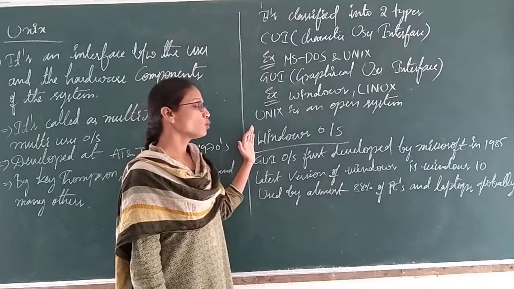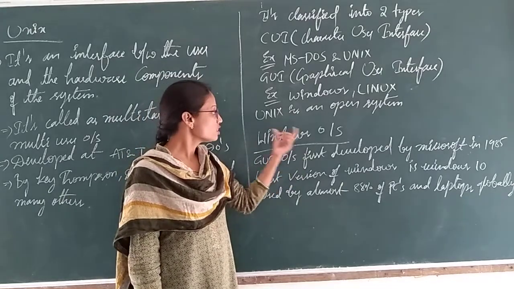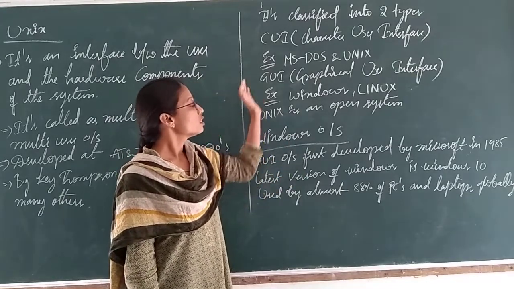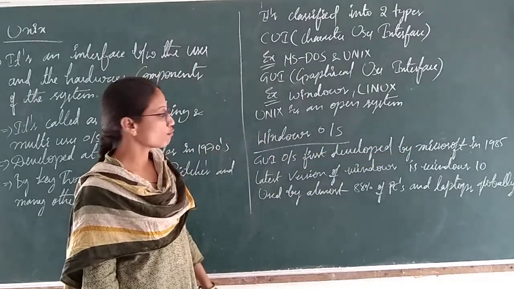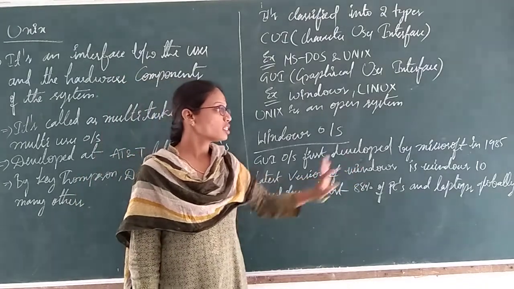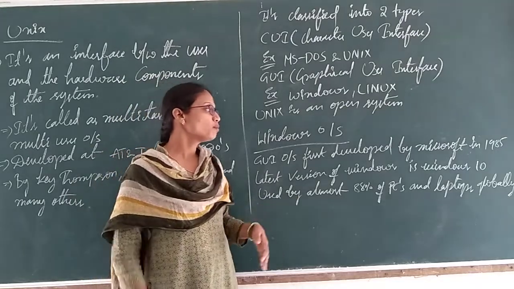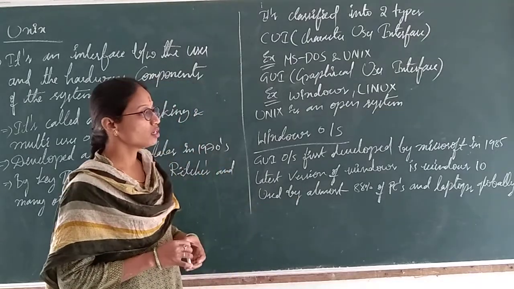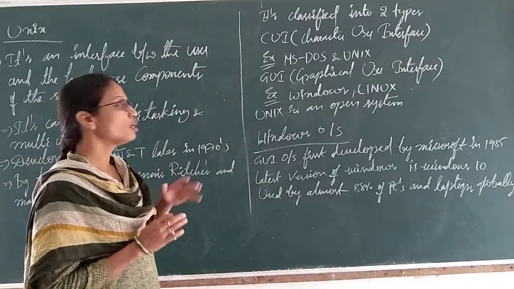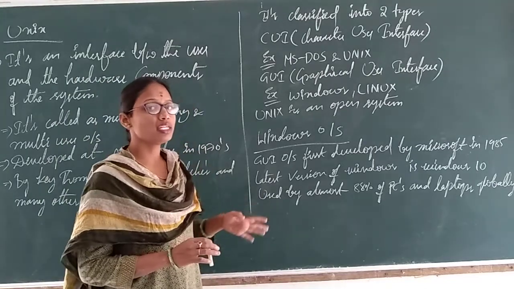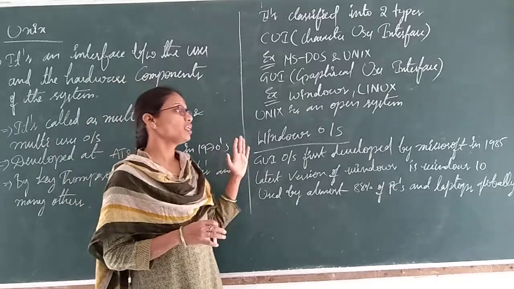And what about the Windows operating system? Here it is a GUI operating system. Windows is a GUI operating system. It was first developed by Microsoft in 1985. The latest version of Windows is Windows 10, and this Windows operating system is used by about 80% of personal computers and laptops globally. About 80% of people are using the Windows operating system.